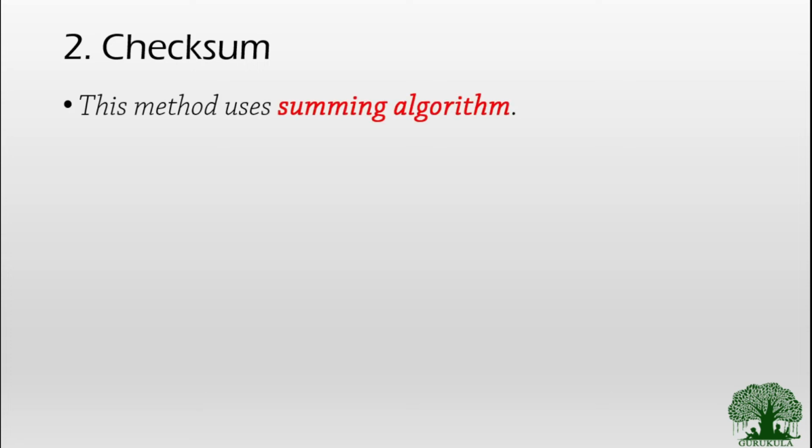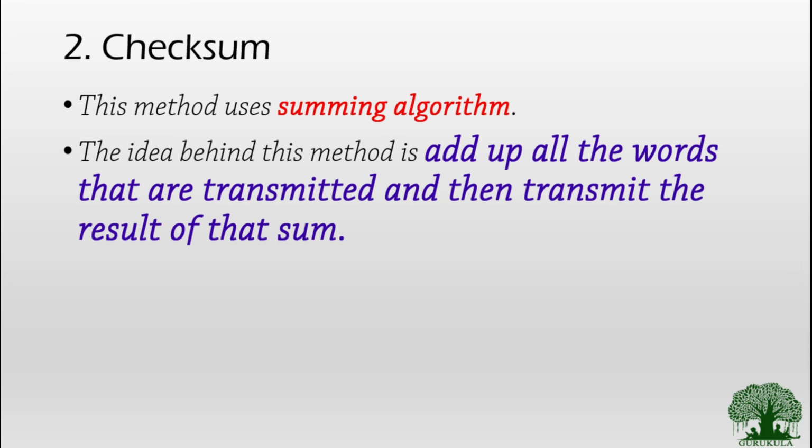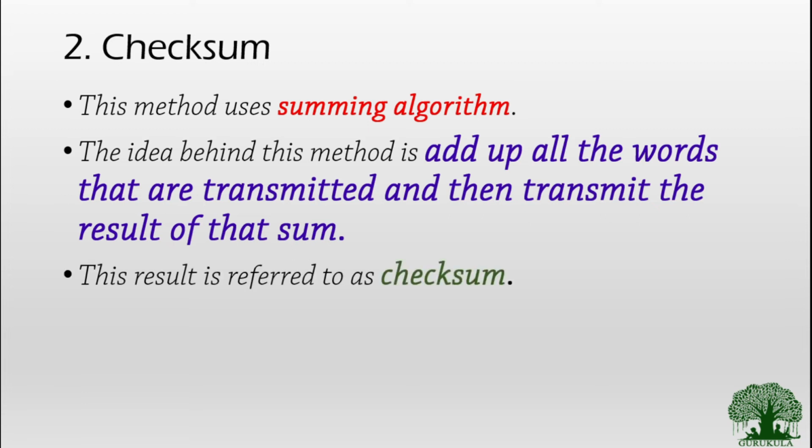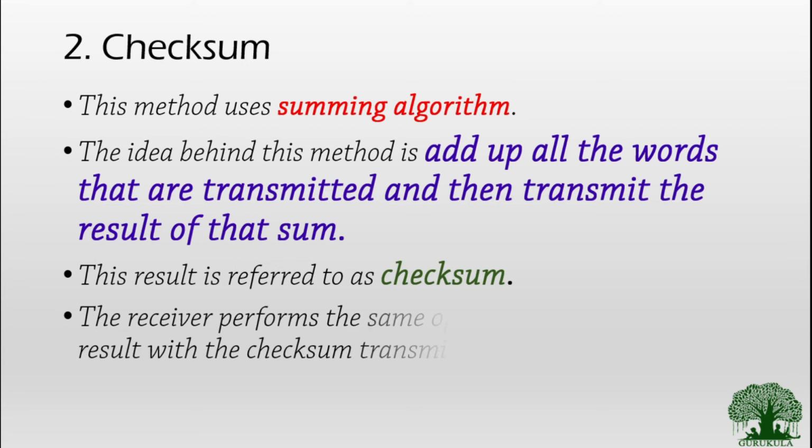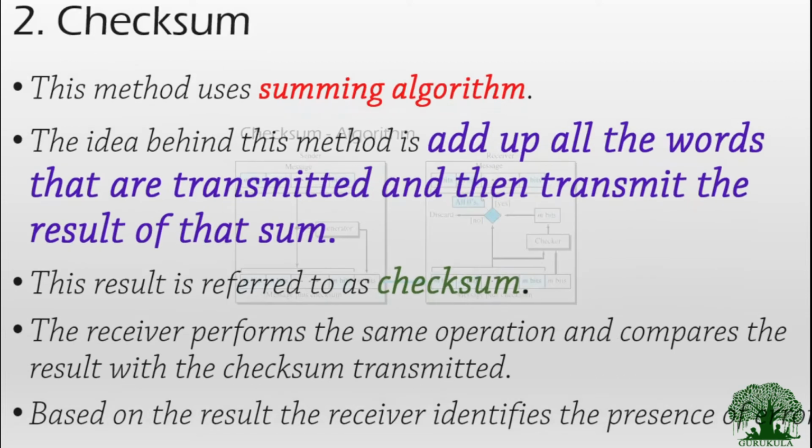That is what we call checksum. This method purely uses a summing algorithm, and the basic idea behind it is to add up all the words that are transmitted and then transmit the result of that sum. The next step is to find out the checksum, and then the receiver performs the same operation and compares the result with the checksum that is transmitted. So, let us see checksum in action now.